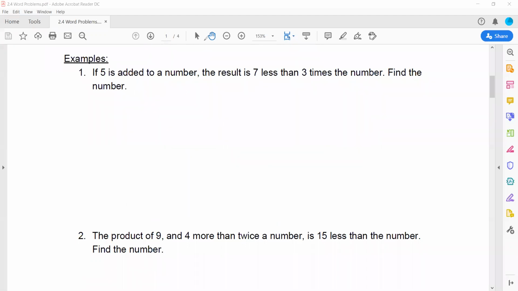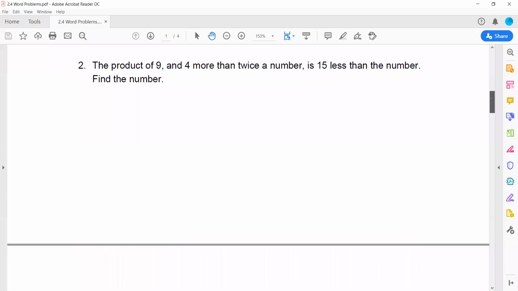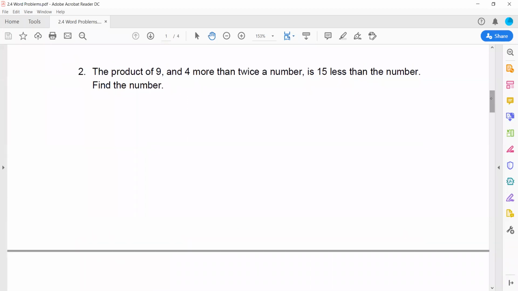All right, let's go ahead and take a look at number 2. So number 2, pretty similar. It's not quite an application problem yet. We're told the product of 9 and 4 more than twice the number. Notice how there's parentheses here, kind of separating that as its own group. Is 15 less than the number. Find the number. So again, we're looking for the number. I'll just say x equals the number.